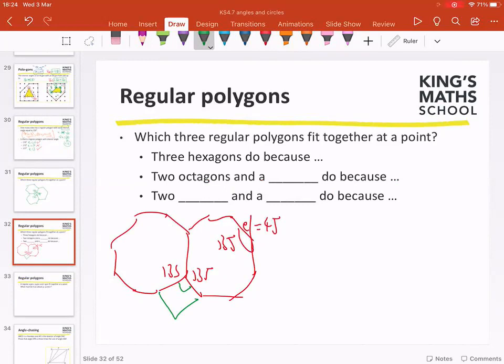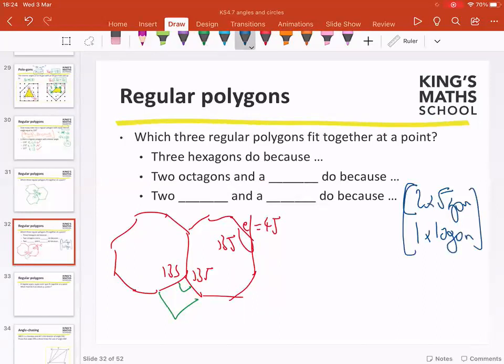And then explore more generally. So you want to think about what that might be. And they might need to build up a table of values of interior angles and look for matches: two of those and one of those will add up to make 360. I'll give you a clue. It's two pentagons and one decagon. They fit together perfectly. As soon as you think about the interior angles, you'll see why that's the case.